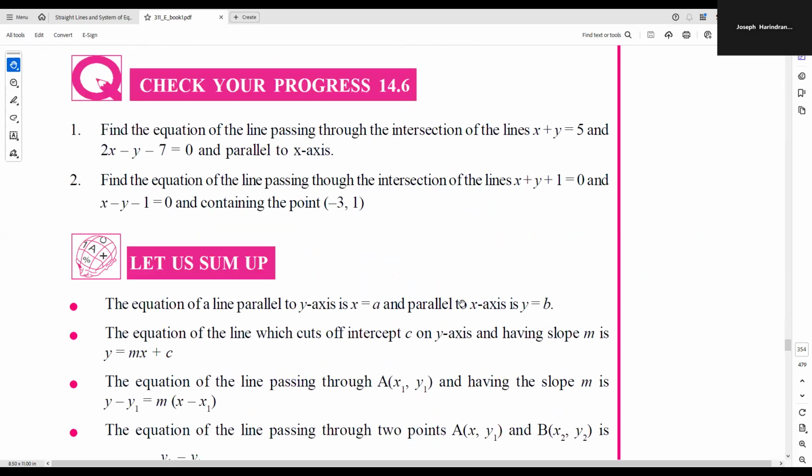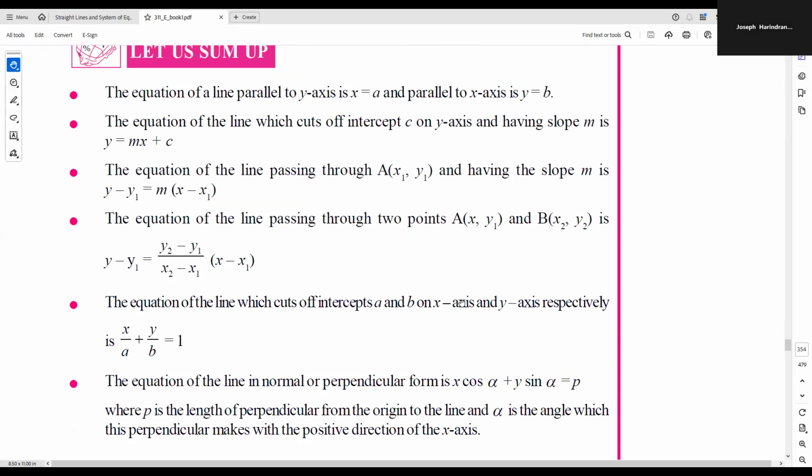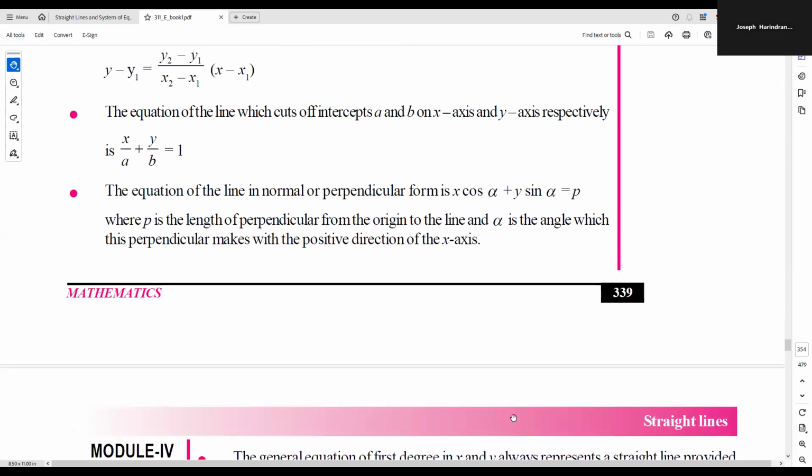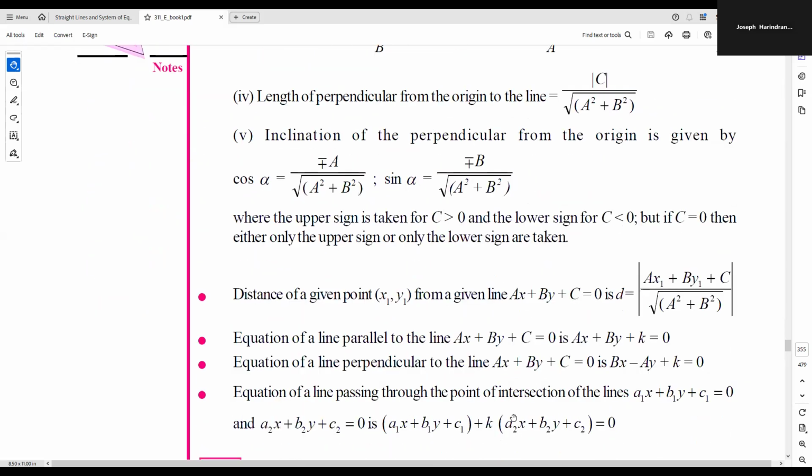Now we have come to the end of this chapter. We have seen the various forms of the equation of a straight line, and also the length of the perpendicular, the general form, and the distance. And that's the end of the session.